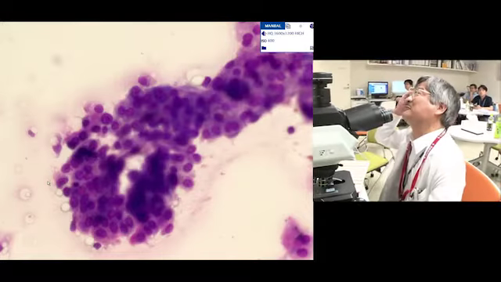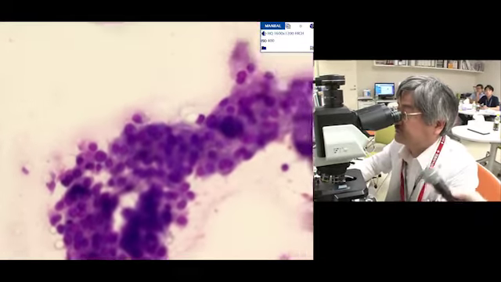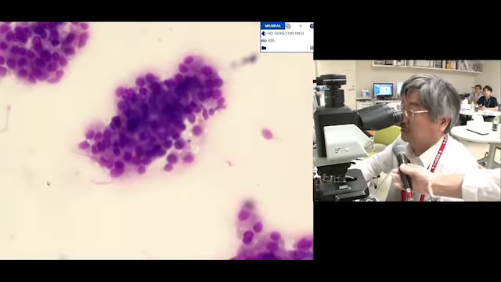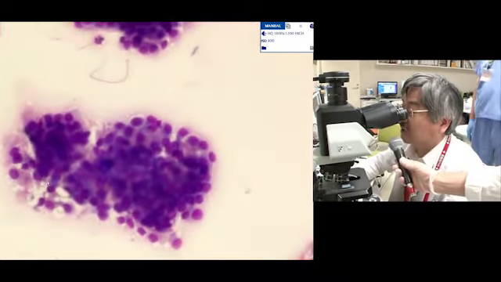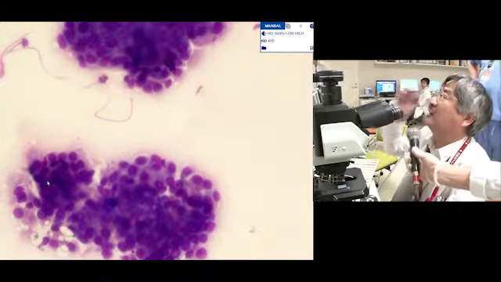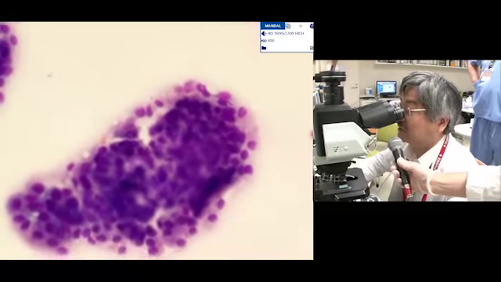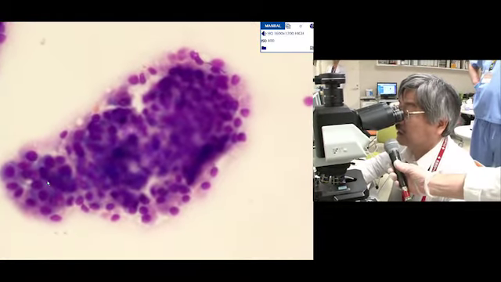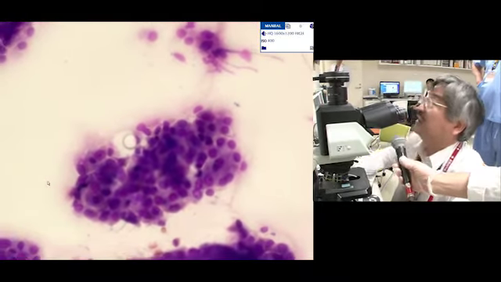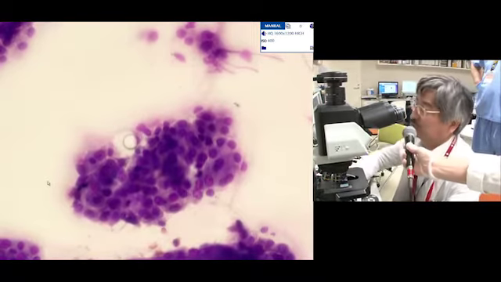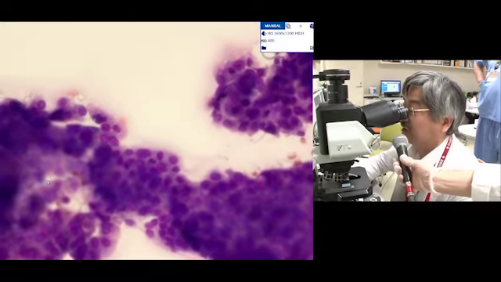Atypical columnar epithelial cells. Kushima-sensei, you mentioned atypical columnar epithelial cells, with many epithelial cell clusters, atypical cells, enlarged nucleoli and nucleus, round-shaped nuclei.